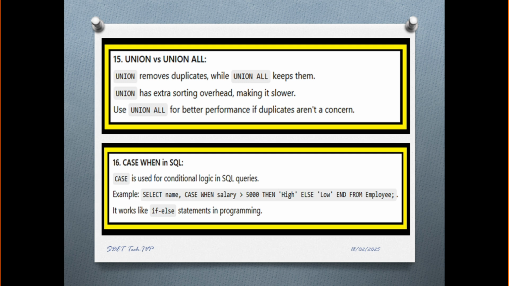The next question is, what is the difference between UNION and UNION ALL? This is again one of the most important questions. UNION removes duplicates while UNION ALL keeps them. Keep in mind, guys, UNION removes duplicates while UNION ALL keeps all of them, meaning it will retrieve all the values. UNION has extra sorting overhead, making it slower. Use UNION ALL for better performance if duplicates aren't a concern. If we aren't concerned about duplicates, then we should use UNION ALL.